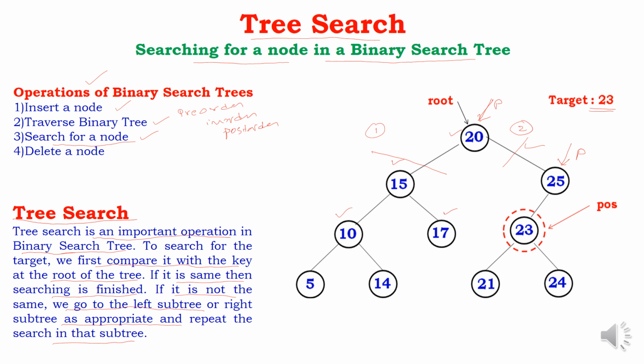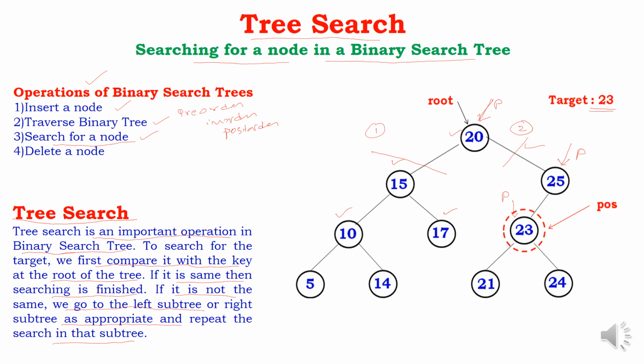Either left of 25 or right of 25. It does not have a right node, but it has a left node. We have to check whether it is available in the left node or not. Because 23 is less than 25, there is a possibility of 23 being in the left subtree. So we go to the left subtree, and P is now pointing to 23.